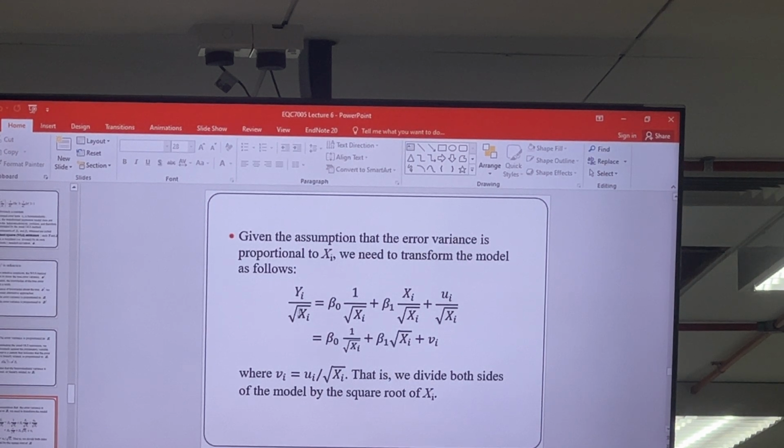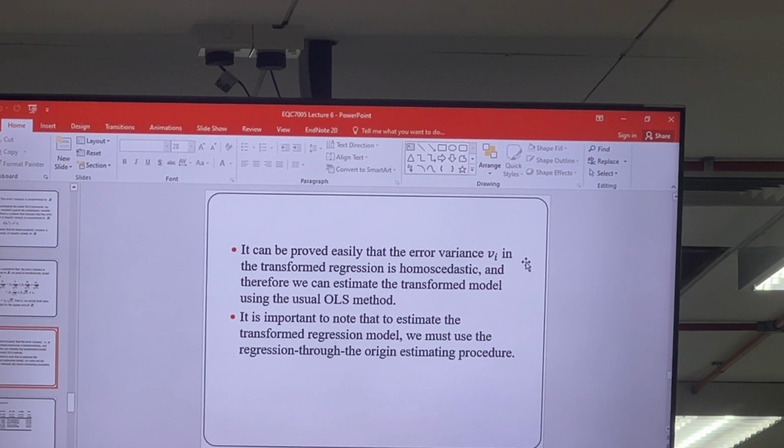So the dependent variable is now divided by the square root of x, and our intercept now becomes 1 divided by the square root of x. This one also, after you divide, we only have the square root of x, and we have a new error term. Our new error term vi is given by this, that is, we divide both sides of the model by the square root of xi. It can be proved easily that the error variance vi in the transformed regression is homoscedastic, and therefore we can estimate the transformed model using the usual least squares.